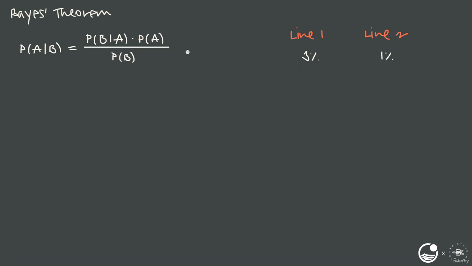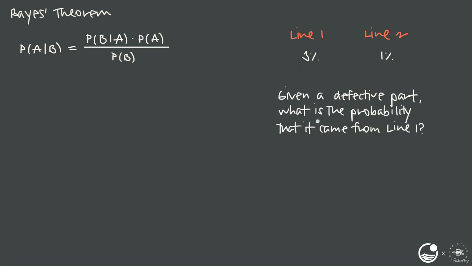What Bayes' theorem allows us to do is answer a question like this one. So given that we got a defective part, what is the probability that it came from line 1? Or we could say came from line 2. In other words, we're getting defective parts from line 1, we're getting defective parts from line 2, but we're getting them at different rates. Now we have a defective part in our hand, and we want to know the probability that it came from one line or the other.